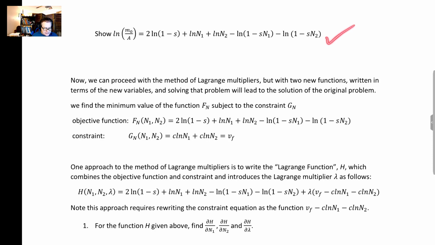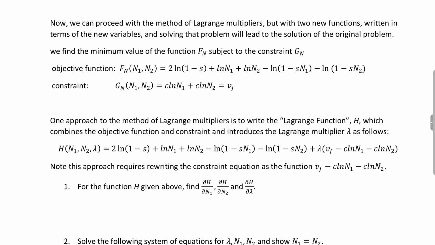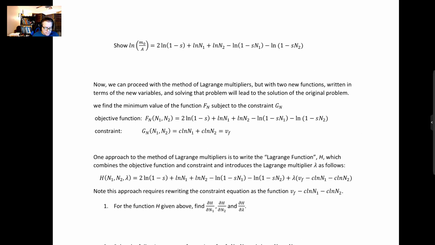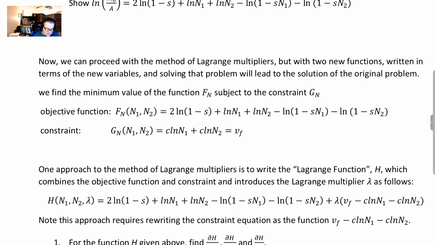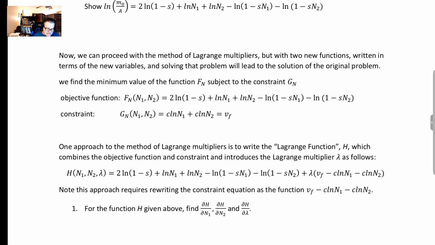Now that we have this established, we've got a new function, f and g, that we can apply Lagrange multipliers with, and that will actually play out much easier with these new variables n1 and n2. So recasting the question now, we have an objective function, which is this f sub n, this expression that we just derived. It actually still relates to the initial mass, but it's written in terms of these new variables, and it looks pretty cryptic and bizarre at the moment, but we can actually do Lagrange multipliers easily with this compared to where we were with the original variables.